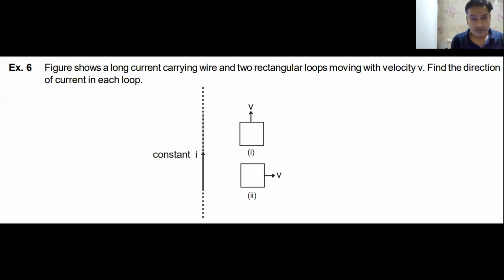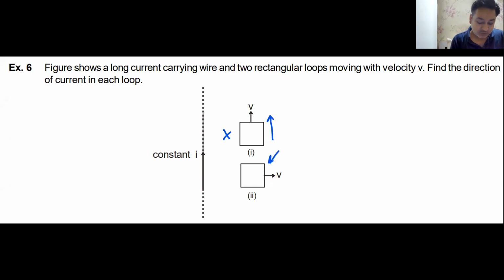So, how do you go about solving this? In the first case, the loop is moving like this. Magnetic field due to infinite wire will remain the same. The magnetic field is the same and the distance is not changing, so there is no flux change. If there is no flux change, there is no induced EMF. So in this case, the induced EMF is zero. Yes or no? Do we understand this? Yes, sir. Okay.